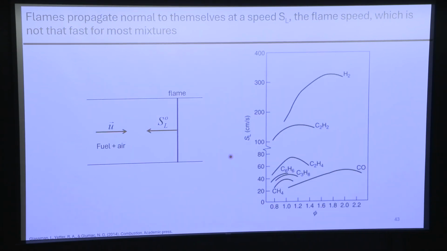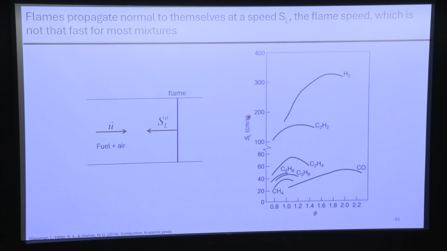Just a quick reminder, I'm assuming we all get this, but premixed flame propagation: if I have a flame inside a tube and some fuel and air coming at it, if I want the flame to be stationary in the reference frame of the laboratory, then I have to set this incoming air velocity equal to the unstretched laminar flame speed, if this is a one-dimensional situation.